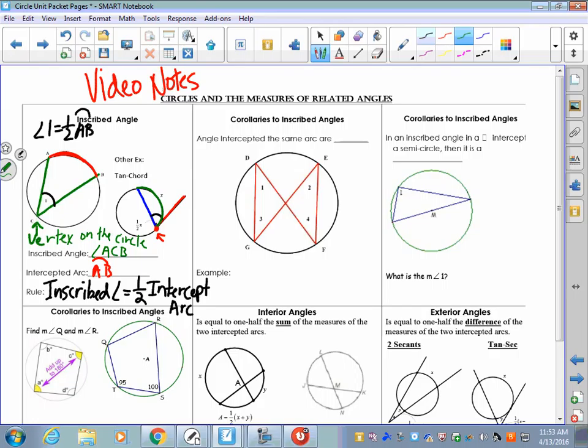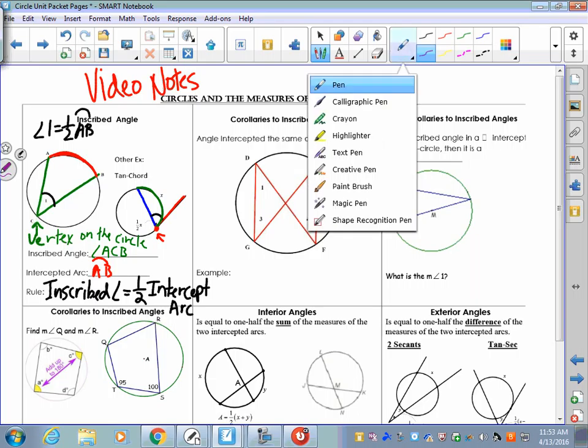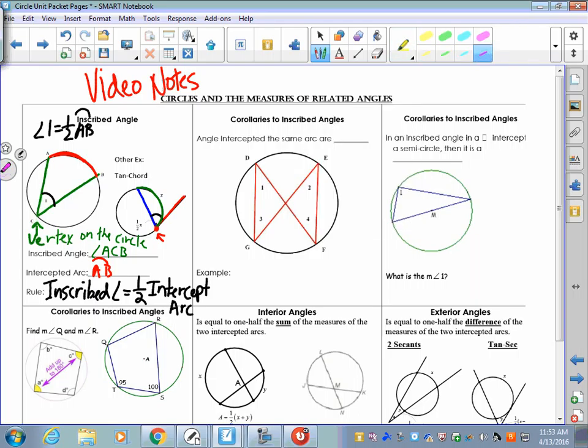Then what we're going to look at is using that relationship in different scenarios. One of them is when you have inscribed angles that intercept the same arc. You might want to do this with me, get some colors to help you see it. Let's start with angle 4. I'm going to highlight it with purple. Then I want to highlight its intercepted arc in yellow. Look at what curve is between the sides, or where the endpoints are. D to E is the intercepted arc.